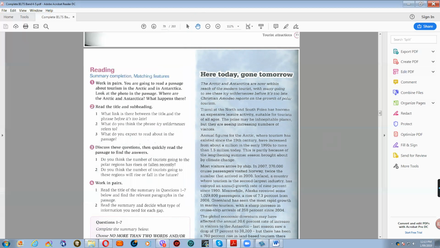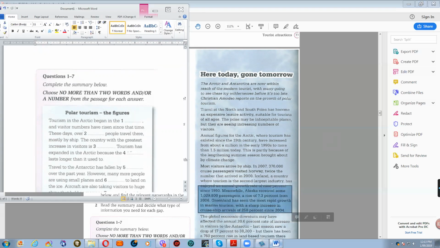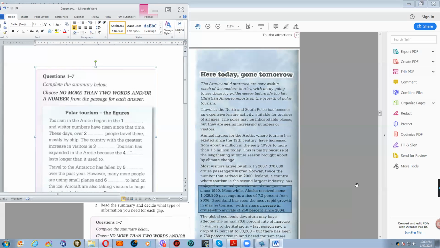The name of a country. Alaska? Nope, that's a state of America. Greenland.